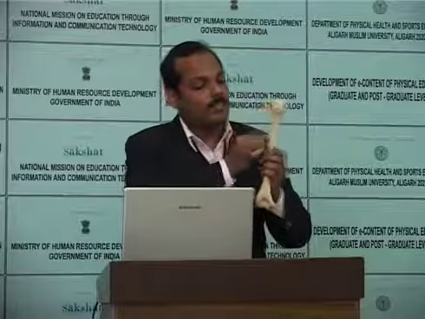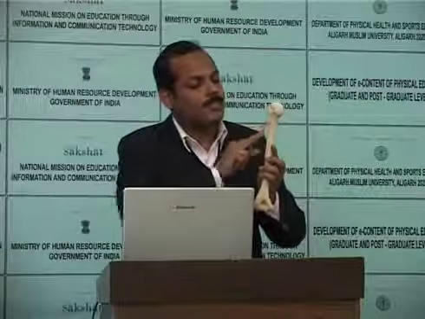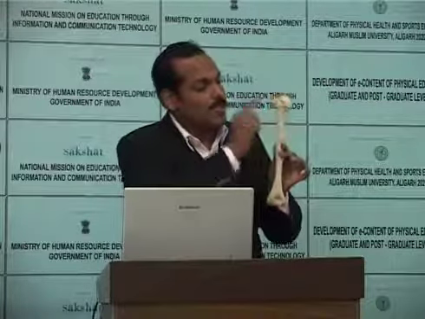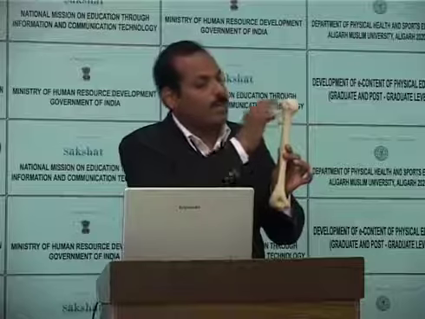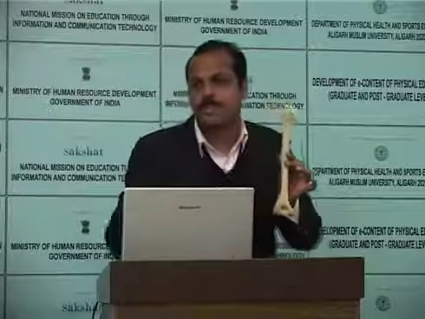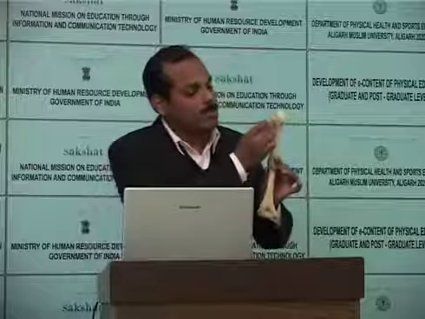Now, the angle of inclination. Angle of inclination means the angle formed by the axis of the humeral head and the axis of the shaft. If we draw a line through the shaft of the humerus and another line through the head and neck of the humerus, the angle formed between these 2 lines is known as the angle of inclination. On the medial side, the normal angle of inclination is around 130 to 150 degrees.